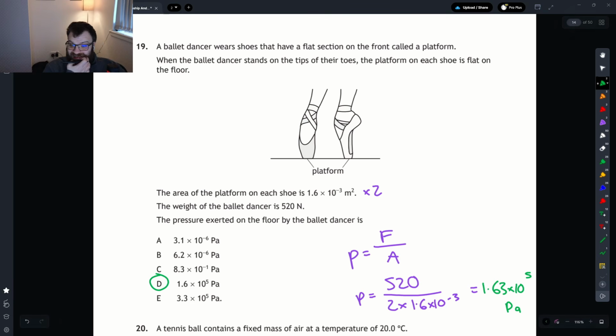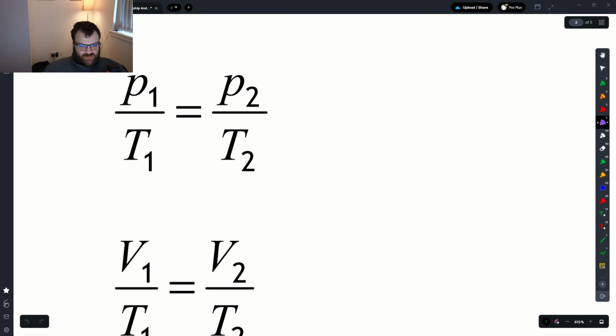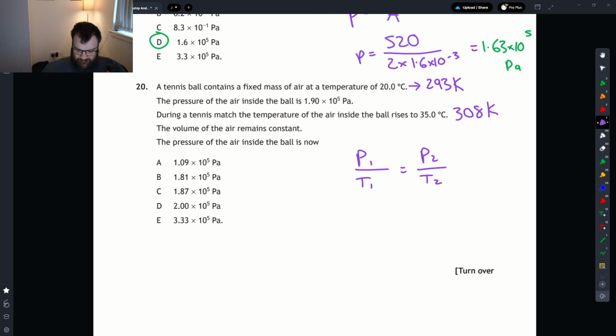If you had not taken into account both the shoes, the pressure would be doubled what it actually is, because that's you calculating it going through only one. But next up, another pressure one, but this time we are dealing with temperatures as well. So the volume remains constant, so we don't care about the volume in this one, but we are talking about temperature and pressure. So P1 over T1 equals P2 over T2. First of all, we want to turn these into Kelvin by adding on 273, so 293 Kelvin and 308 Kelvin. Okay, I'm going to make the pressure we're trying to work out P1.